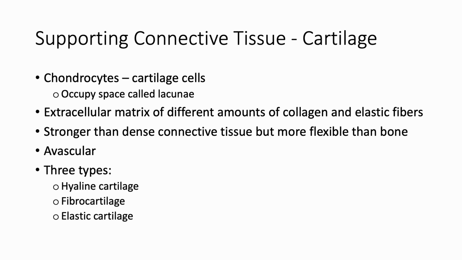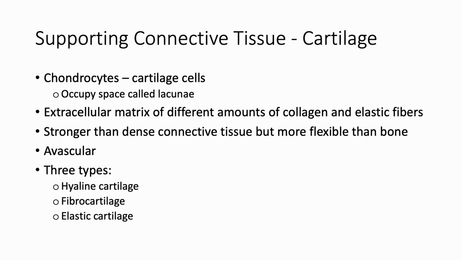So the first thing that I want to mention is we've talked about different cells that produce the extracellular matrix in our tissues. So in cartilage connective tissue, the cell is called a chondrocyte. So these are essentially cartilage cells. The space that they occupy, or the space around these cells, is called lacunae.